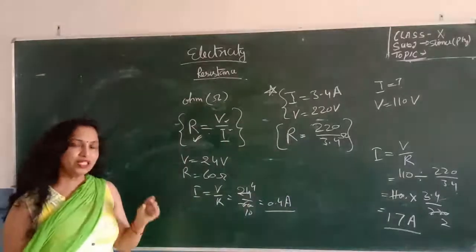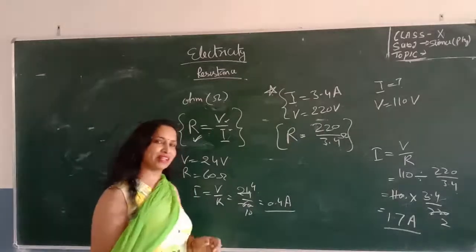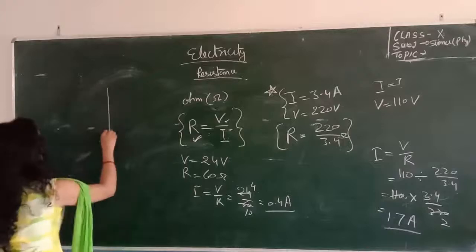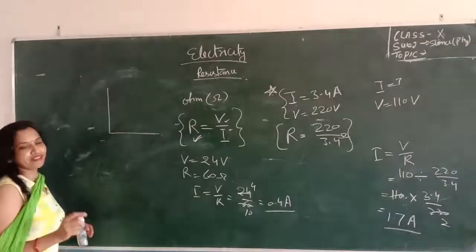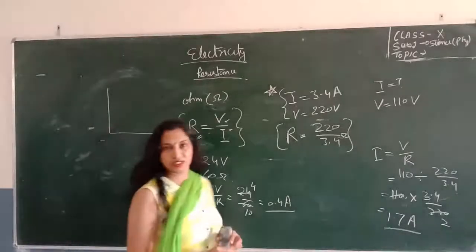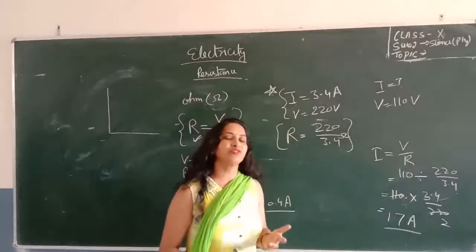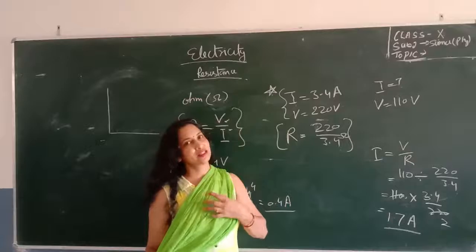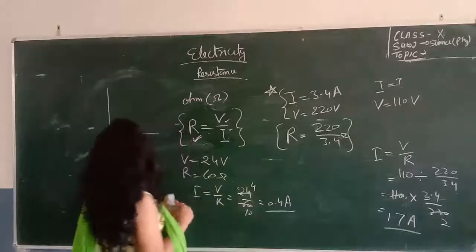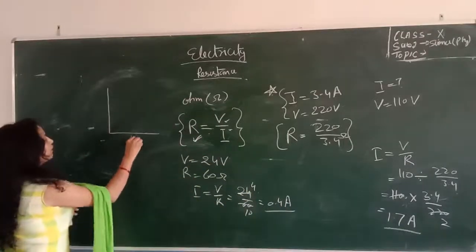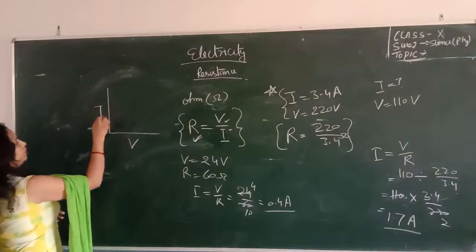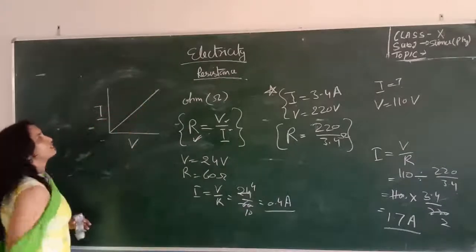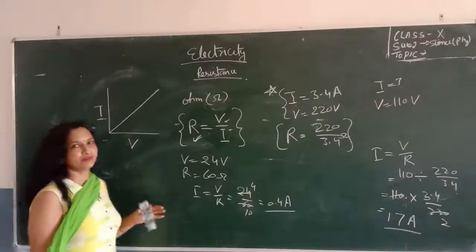Now let's discuss the graph between the V and I. You will draw the graph between the V and I in your practical, but I am going to explain the graph between the V and I. You know that V and I are directly proportional to each other. If you increase the potential difference, the current also increases. If you decrease the potential difference, current also decreases. So this is the graph between V and I. This type of graph is always obtained between V and I.